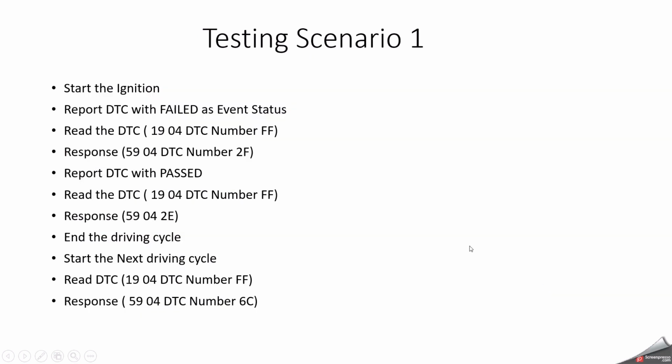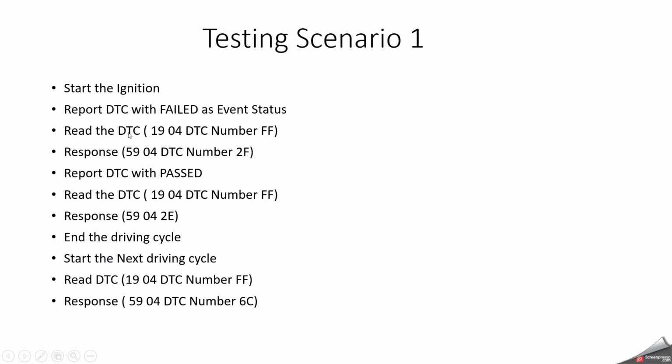I have done some testing scenarios also. Imagine you have configured a DEM event with a counter-based debounce mechanism, all your configuration is over, and you have connected the ports. When you want to report, you can imagine a situation: I'm starting ignition, I flash the software, and I want to report a DTC with failed as the event status, meaning I'm not sending pre-failed or pre-passed. I'm directly reporting failed.